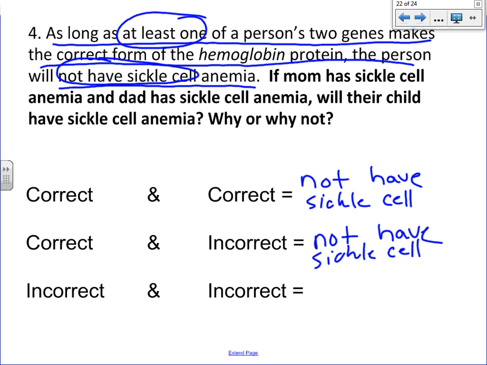What if we go to this last one? What if you made the incorrect form and you also made the incorrect form? So one of your parents gave you a broken gene and the other parent gave you a broken gene. Would you have sickle cell? In this case, you would. This is the case where you would have sickle cell.